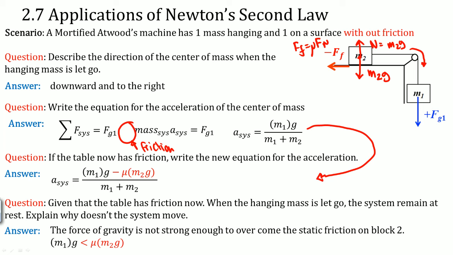So the force of gravity isn't strong enough to overcome the static friction on block 2. So mu m2g is greater than the gravity pulling down, m1g. Okay, this explains why the system remains at rest. There you go.